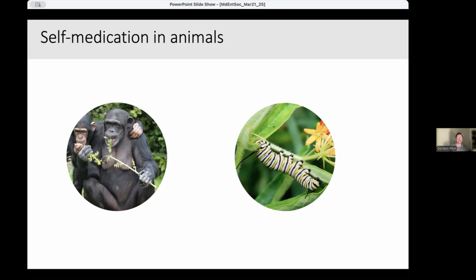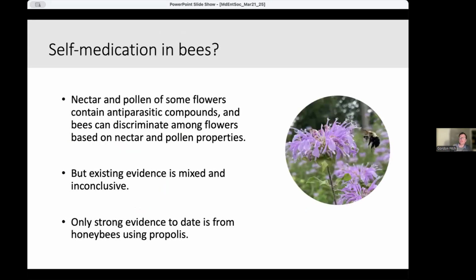So there's, again, growing evidence for a diversity of medicinal behaviors in animals from across the animal kingdom, including insects. And in a lot of ways, bees would seem to be a poster child for self-medicating behavior. Because, as I've already shown you, we know that their food sources are rich in these plant secondary metabolites, many of which have antiparasitic compounds. We know that bees, like all organisms, are infected by a variety of diseases.